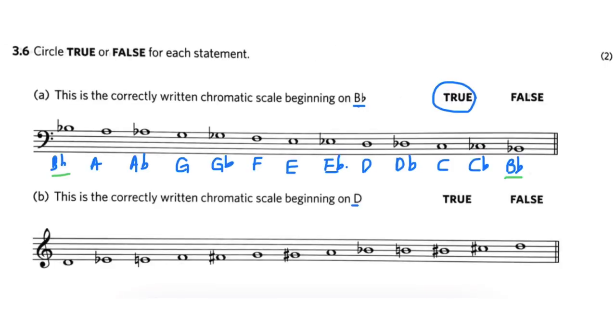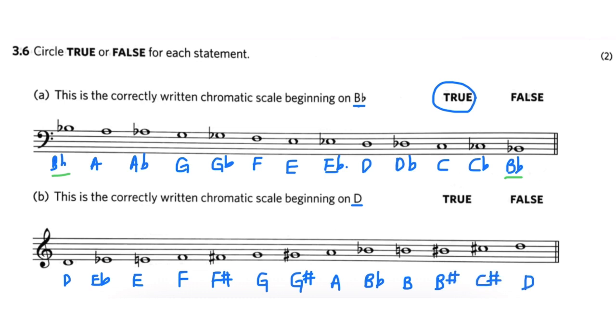The next chromatic scale will begin on D. We'll write down all the notes: D, E flat, E natural, F sharp, G sharp, A, B flat, B natural, B sharp, and C sharp, D. And here we see that the same note B is being used 3 times. So although they are all semitones, the first note and last note are the same, this will still be false.